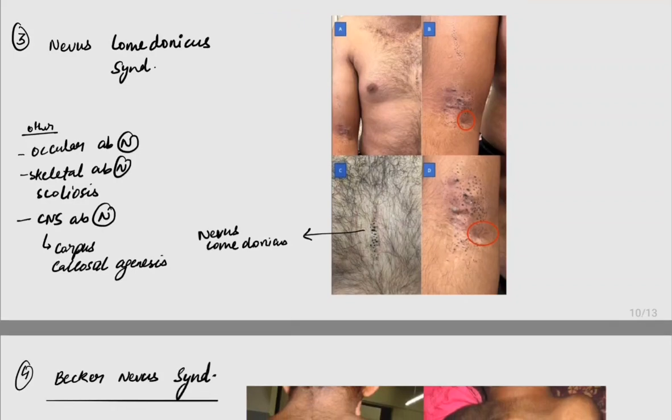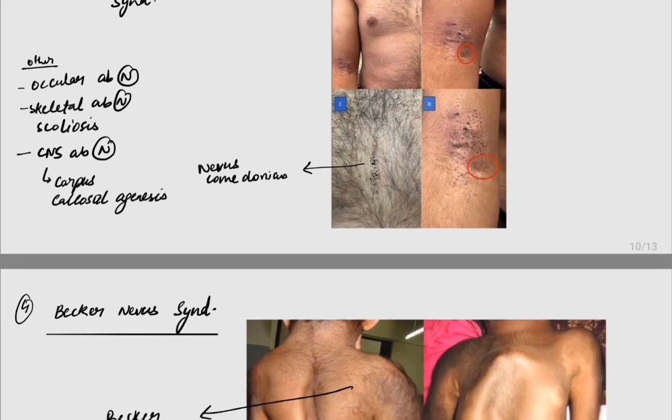Coming to the nevus comedonicus syndrome. Here nevus comedonicus is present, just like comedones. Other abnormalities are ocular abnormalities, skeletal abnormalities such as scoliosis, and CNS abnormalities such as corpus callosal agenesis.